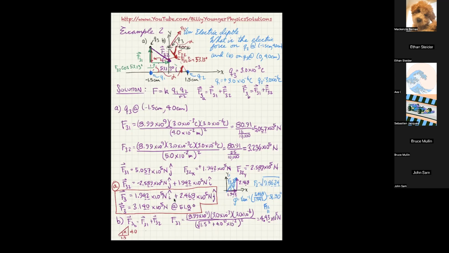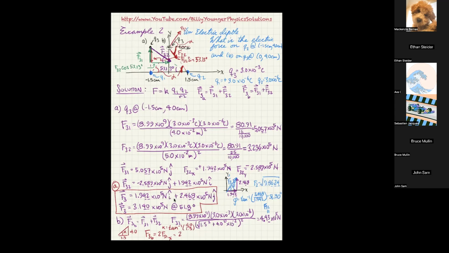So what I'm going to say is F3B is equal to 2 times F31 x component, because F32 has the same x component as F31. So if I just multiply either one by 2, I'll get it. What I have to figure out is what alpha is, and alpha is equal to the inverse tangent of 4 over 1.5.